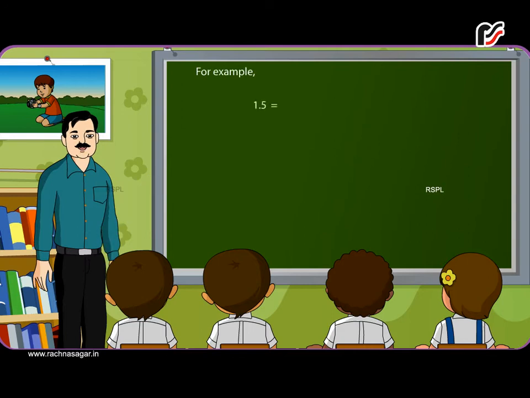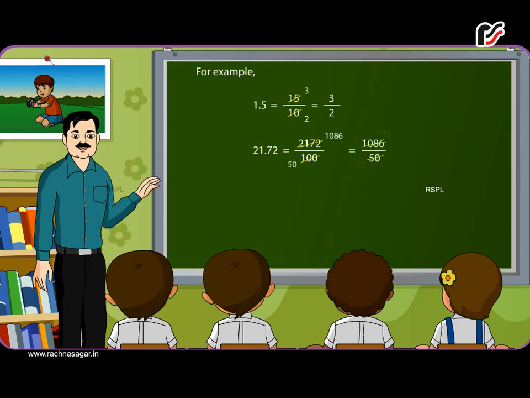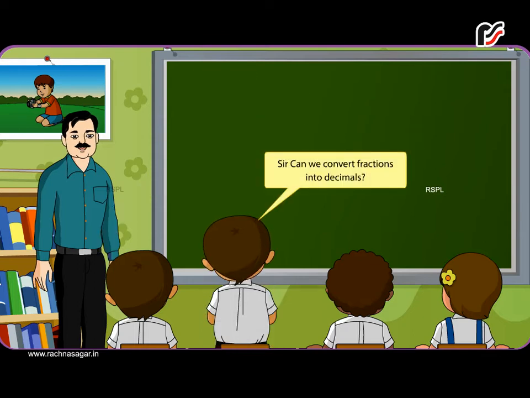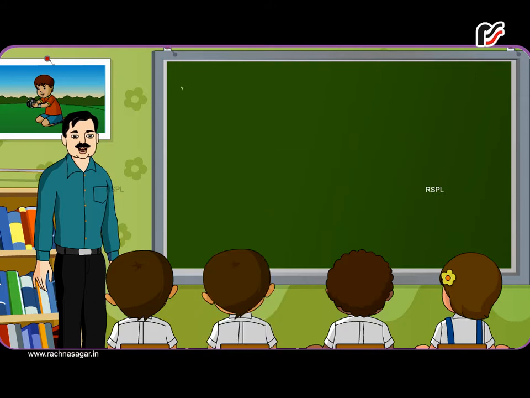For example, 1.5 is equal to 15 by 10 is equal to 3 by 2. 21.72 is equal to 2172 by 100 is equal to 1086 by 50 is equal to 543 by 25. Sir, can we convert fractions into decimals?